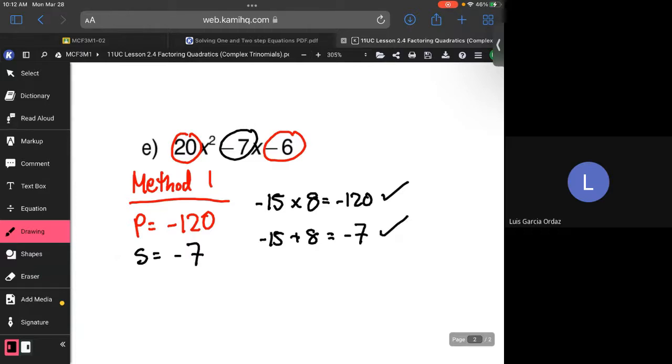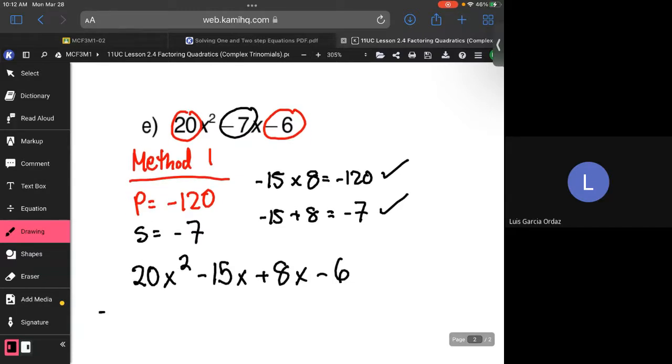So now I can start my factor by grouping. So I have 20x squared. We use -15, so it's going to be -15x plus 8x minus 6. So we know -15x plus 8x gives me -7x because we just checked. So now we're going to focus on the groupings. We're going to take our first two terms, which is 20x squared and -15x, and figure out what the common factor is between those two terms.